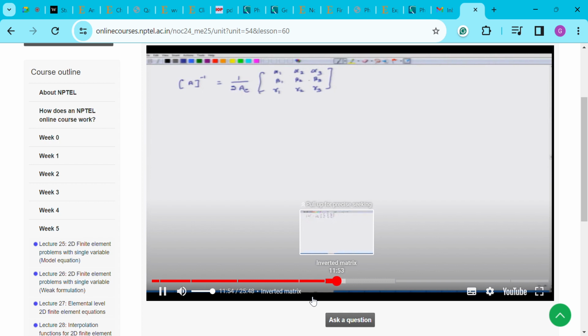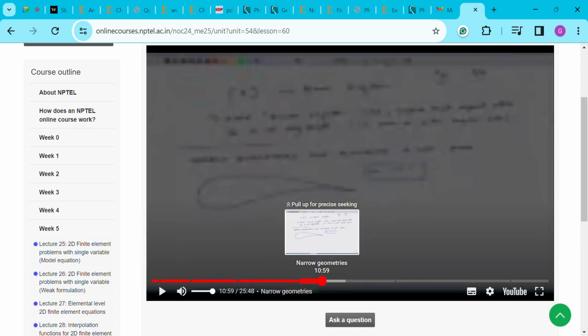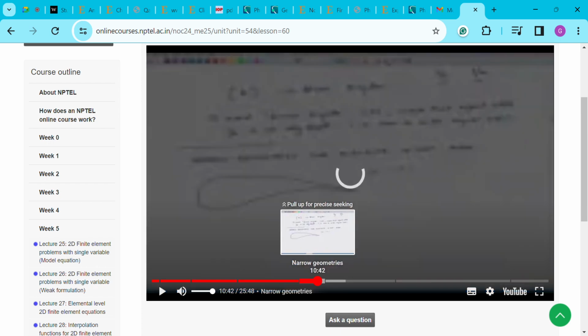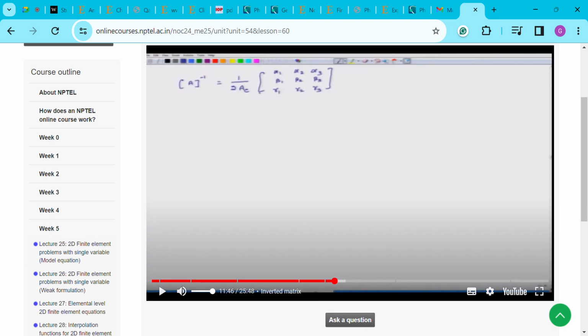Which is alpha 1, alpha 2, alpha 3, and beta 1, beta 2, beta 3 matrix. Okay, how does that factor of two come after just some time?